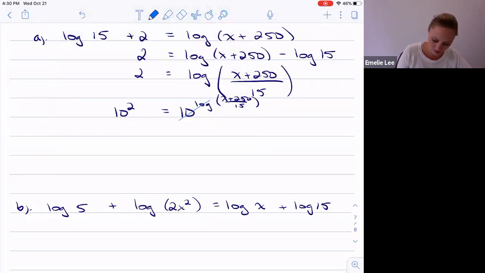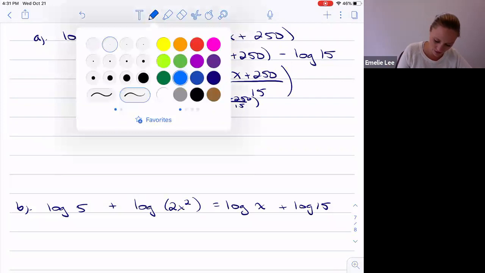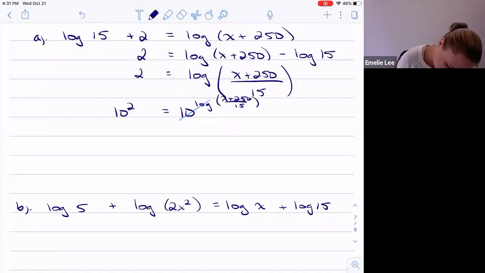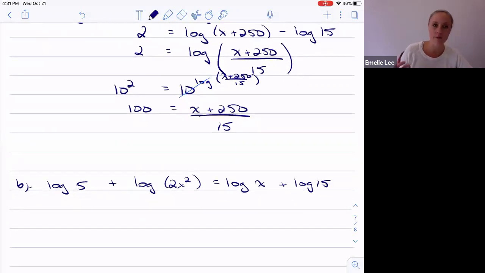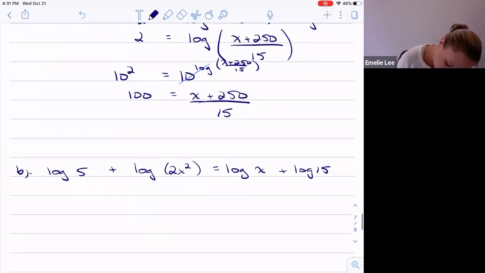I don't really love doing that. Technically not correct, but it's a nice visual. So 10 to the power of 2 is 100, is equal to x plus 250 divided by 15. All of a sudden, this is a very reasonable math problem. We've got 100 times 15 if we're solving for x, and so we've got 1500 is x plus 250.